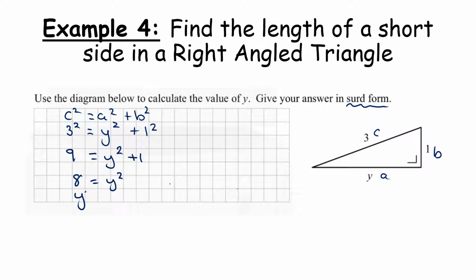So just flipping that to make it easier. Y squared is equal to 8. Y is equal to the square root of 8. So in this case we get y is equal to 2 root 2. So again, it's important you don't leave your answer in the surd form you get, but that you simplify it as much as you can.